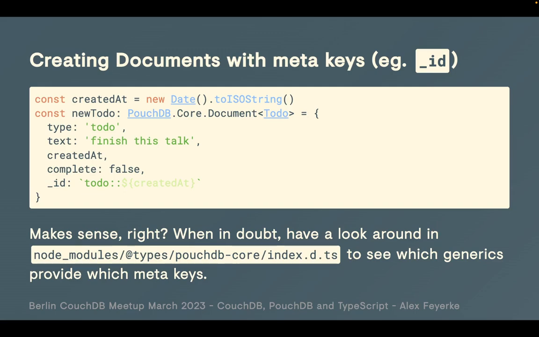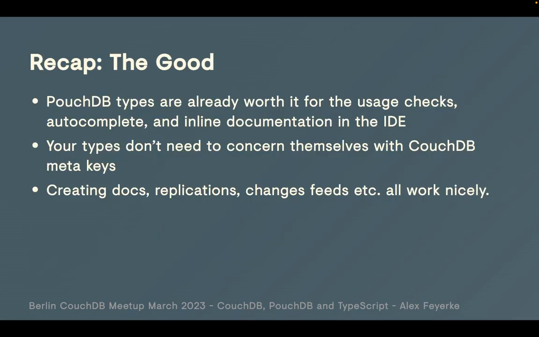So where does that leave us all in all? Right, so what's good? The PouchDB types just by themselves are already worth it, I think, for the checking that you're using them correctly, for the autocomplete and for the inline documentation in the IDE, for the method calls, for all of the option objects, all of that. That's cool. What's also good is that the types absolutely do not need to concern themselves with the CouchDB meta keys. You never have to touch them if you're doing it right. That's good. And creating docs, replications, changes feeds, all of that, getting individual documents, stuff like that, all works really nicely and like you'd expect it to.